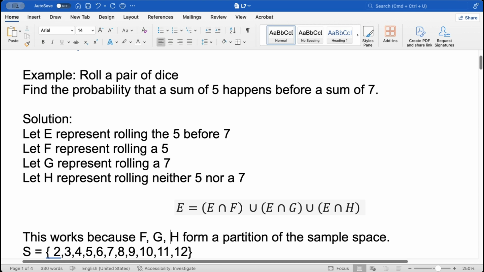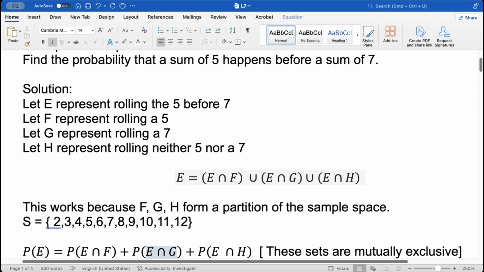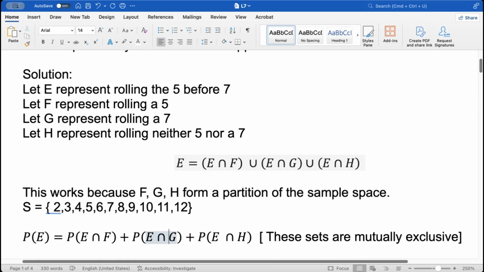A partition is a collection of sets that are disjoint, and their union is the entire set, in this case, the entire sample space, 2 through 12. Now, these sets, F, G, and H, are disjoint, so each of the three sets, E intersect F, E intersect G, E intersect H, those are all disjoint. There's no overlap there.